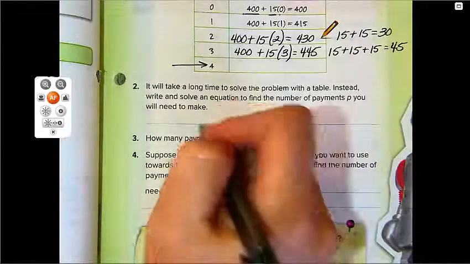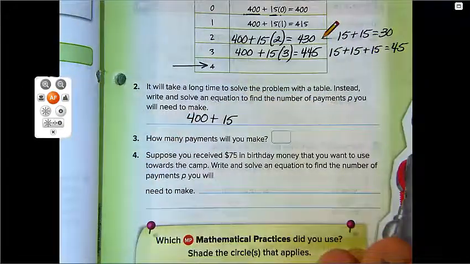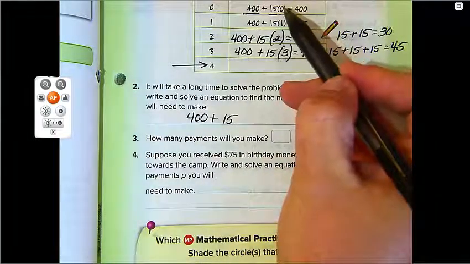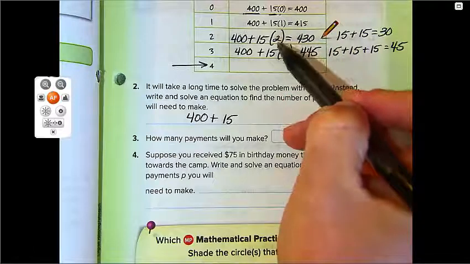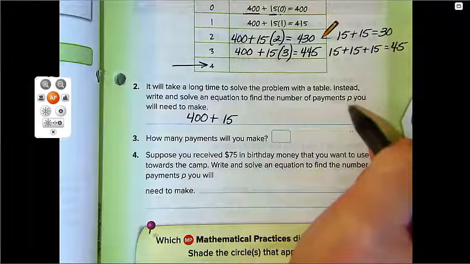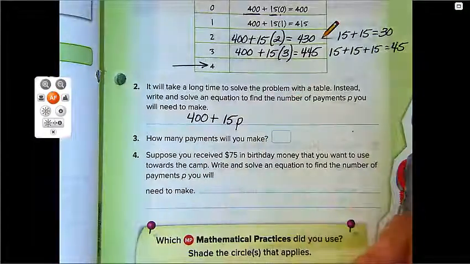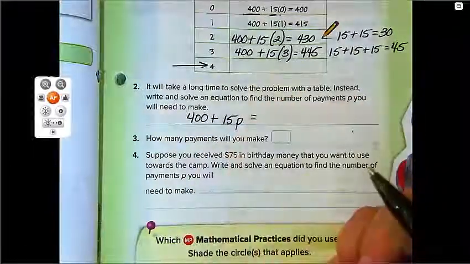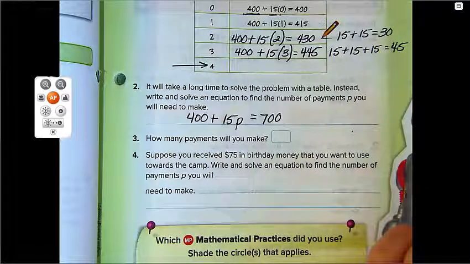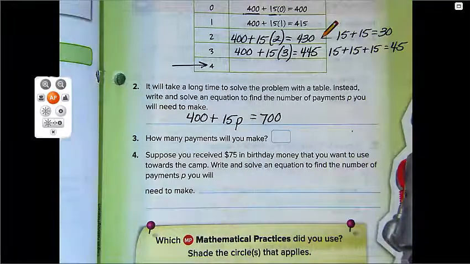Well, I know that I have the original $400 deposit, and I know that I'm making $15 per week. The thing that changed in this table as I went from 0, 1 week, 2 weeks, 3 weeks, 4 weeks, well, now I'm going to let p be my weeks. So instead of putting a number here by the 15, I'm going to put a p, and that's what we're going to have to solve for. And we know that it has to get to 700 because that's the total amount the camp costs. And then I'm going to go ahead and get a separate sheet of paper, and I'm going to solve that out for you.